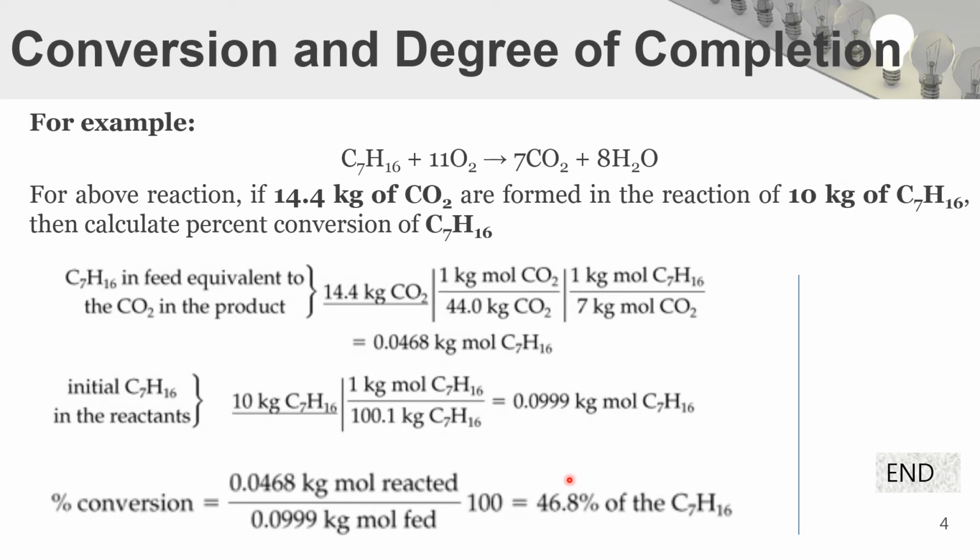of conversion, percent conversion. The limiting reactant that reacted in the system goes on top, and at the bottom is the C7H16 amount that was fed to the system. By dividing and multiplying by 100, we find out that 46.8% of the C7H16 has been converted into product. This is one way to find out the conversion or degree of completion of the reaction.